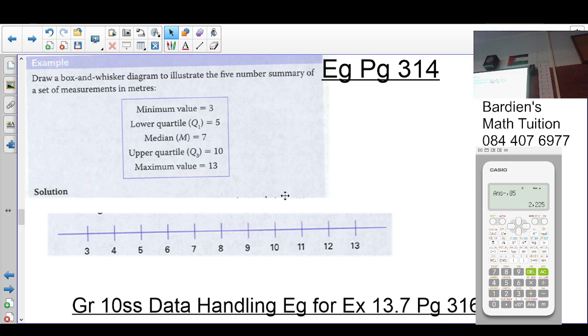Okay, so as you can see, the minimum value is 3, the maximum value is 30. So you go 3 and make strokes all the way to 30. We always try and draw the graph as big as possible, or the diagram as big as possible. Okay.